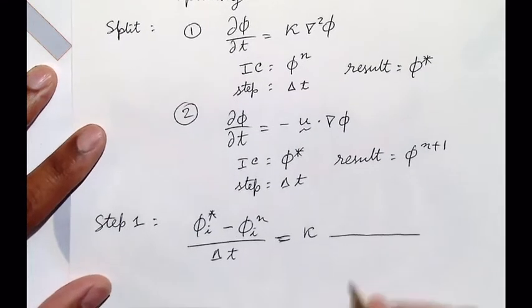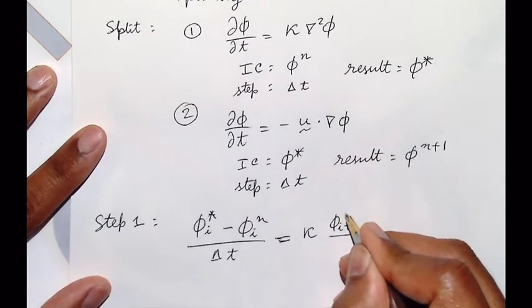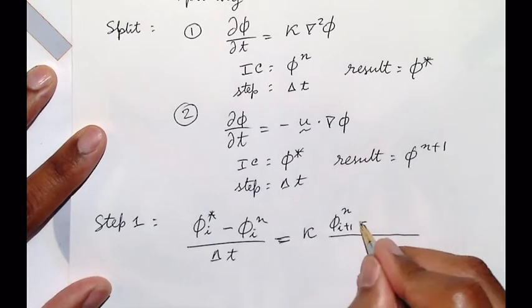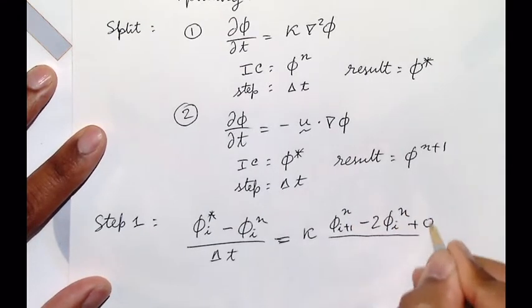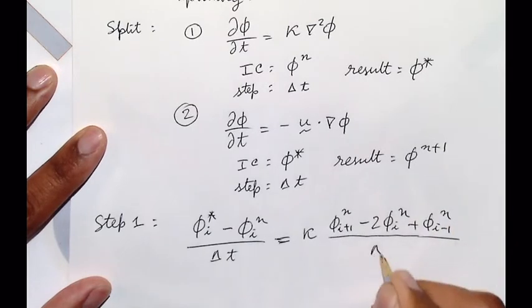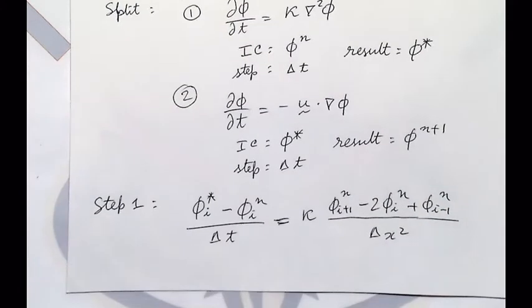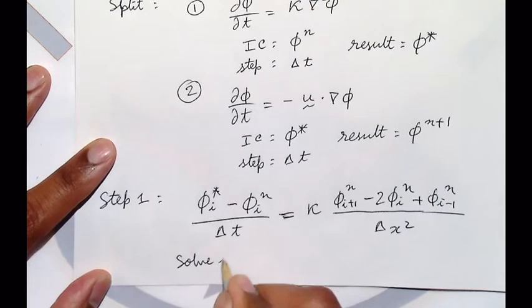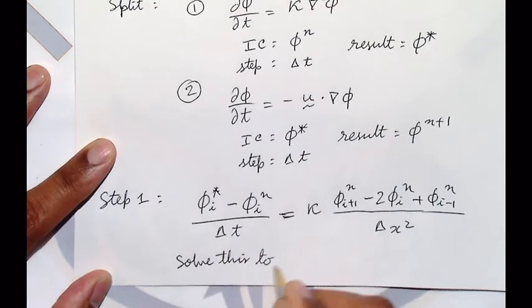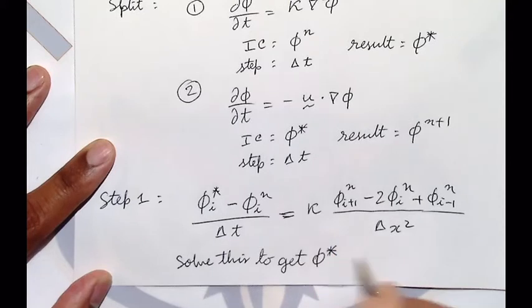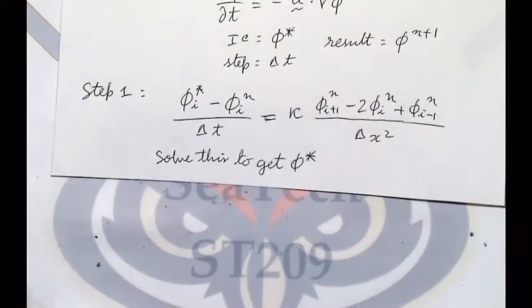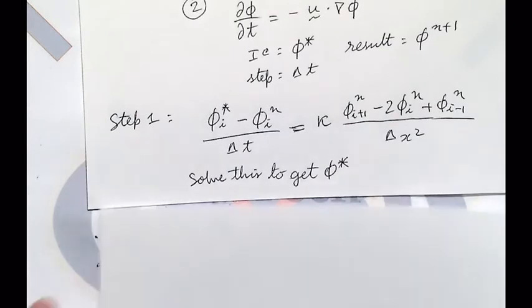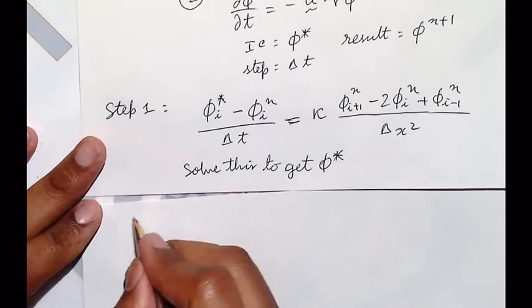φ_(i+1)^n minus 2φ_i^n plus... Okay, you know how to solve this. The only unknown here is φ star. Once you solve this, you will get what φ star is. Solve this to get φ star. Once you get this φ star, you plug it into step 2.